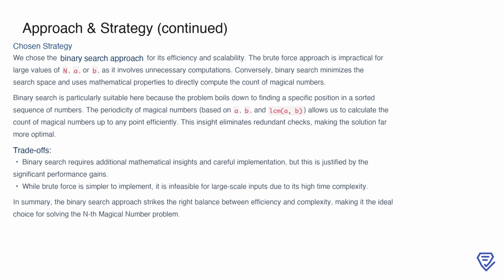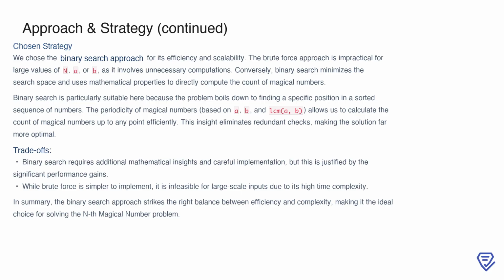Brute force, while easy to implement, is impractical for large values of n, a, or b due to its high time complexity. On the other hand, binary search minimizes unnecessary computations by leveraging the periodicity of magical numbers, which arises from the relationship between a, b, and their LCM.